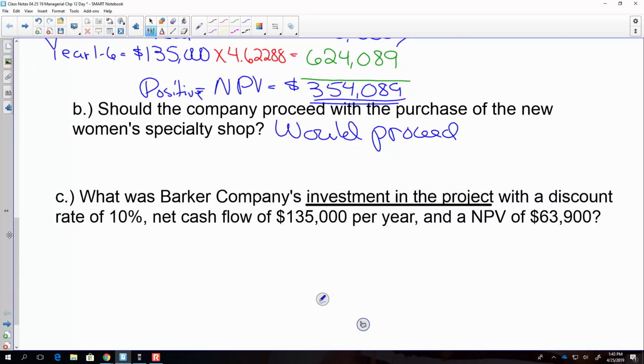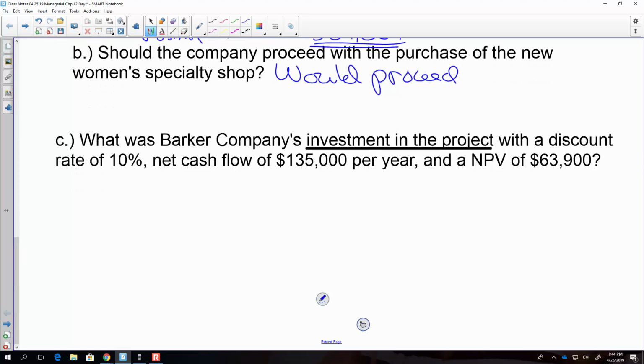Our final process of using net present value here is, again, an algebraic equation. Using page 671, because we have an annuity here. We have a cash flow of 135 per year. We know the net present value is 63,900. So I'm going to lay this out again.